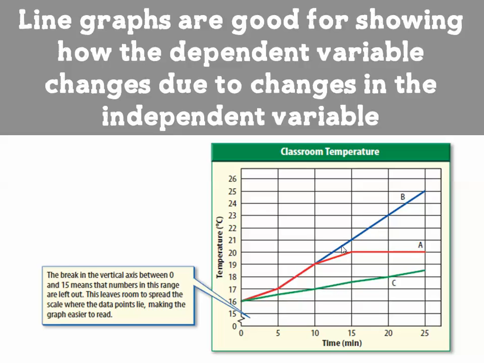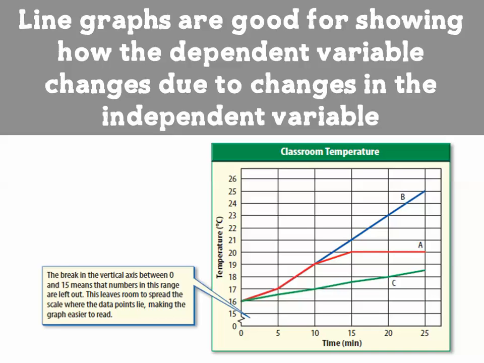Now thermostat A is the red line, you can see, does increase up to 20 and it appears to stay constant. Graph B is the blue line, which seems to just keep going and going and going past the 20, and the green line, thermostat C, doesn't even seem to reach 20 degrees Celsius over the course of 25 minutes.